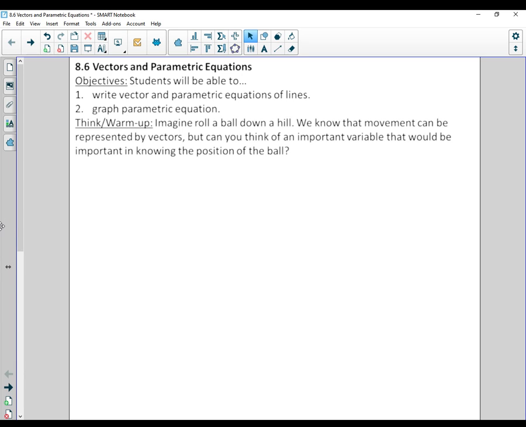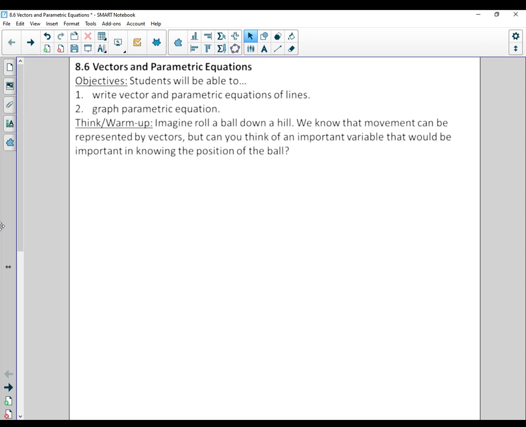Or initial velocity. Slope, yeah. I didn't take physics for a reason. We're thinking of variables or parameters. Time. Yeah, and speed was a good one too.